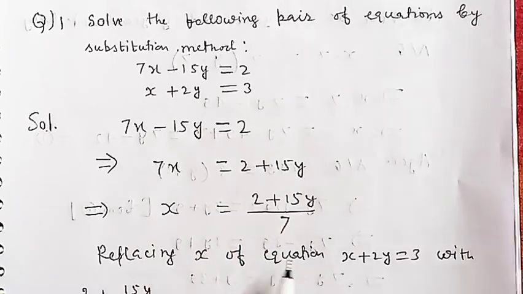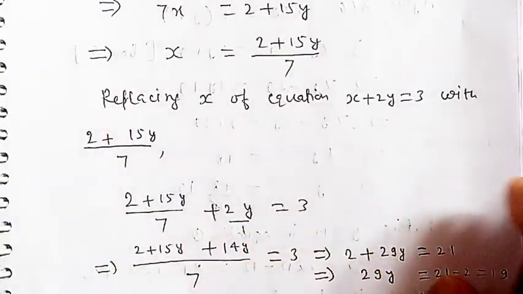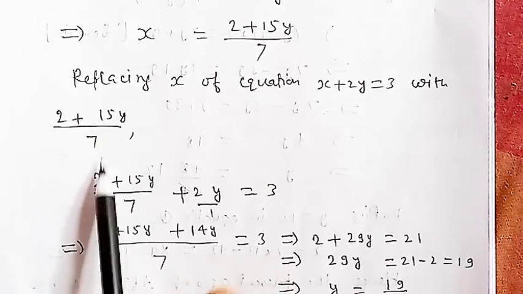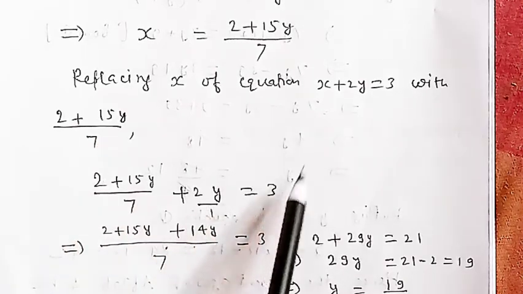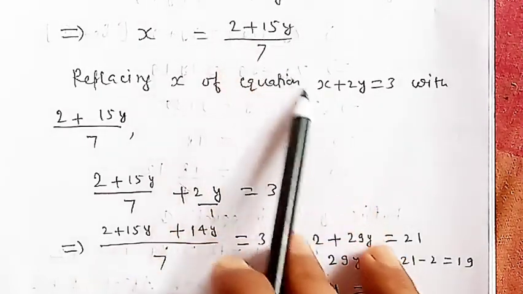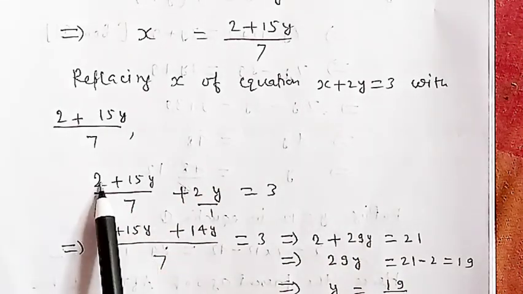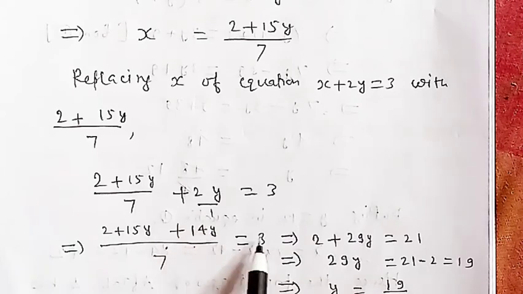Replacing x of the equation x plus 2y is equal to 3 with (2 plus 15y) by 7, we get (2 plus 15y) by 7 plus 2y is equal to 3. Here we put the value of x, which is (2 plus 15y) by 7. This is equation 2. Here LCM is 7. So we write 2 plus 15y. Now multiply this 2y with 7 to get 14y is equal to 3.